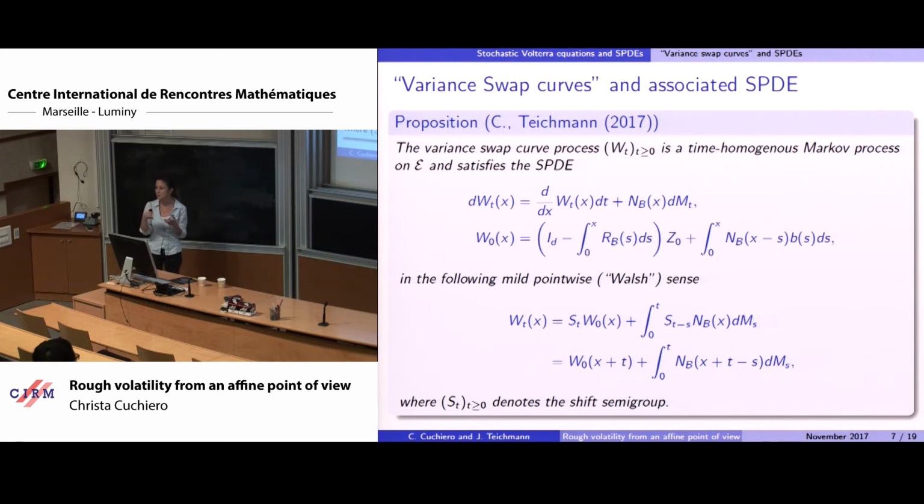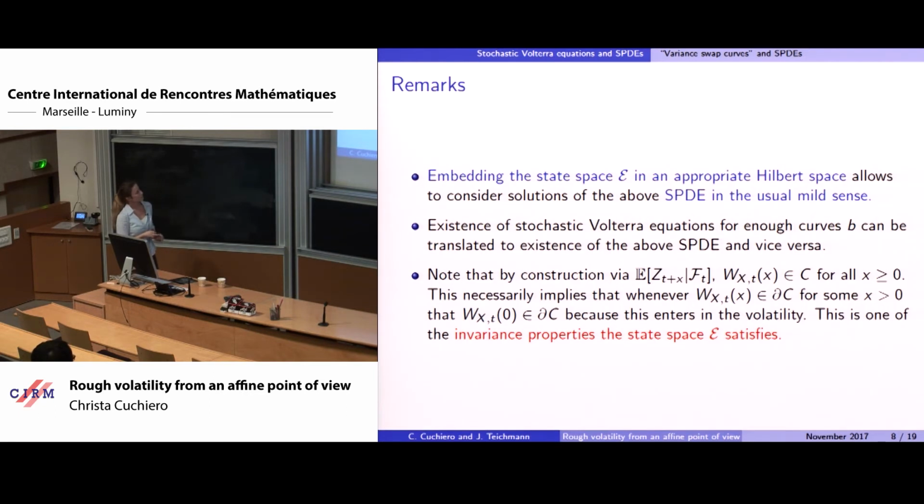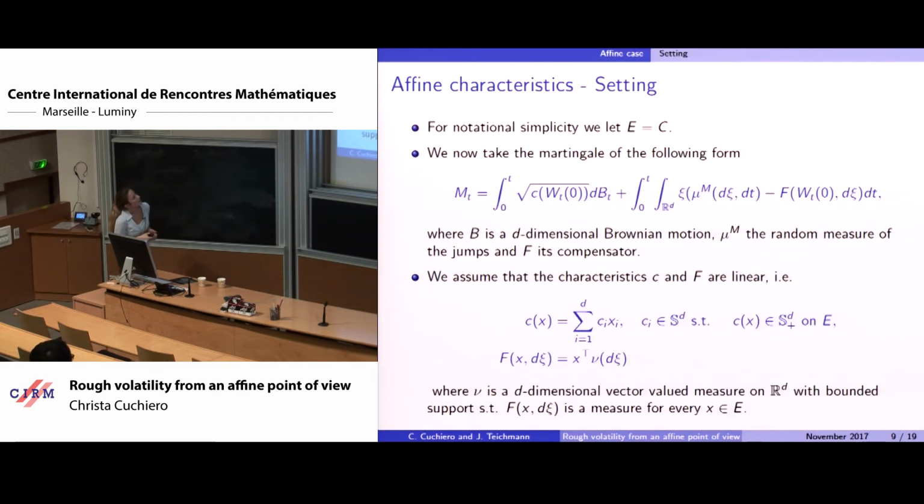And therefore, this is the volatility that you have here. For instance, if this is a Brownian motion, there would be W_t(0), and this has to vanish whenever you are at the boundary of your state space. Okay, so these are some remarks.